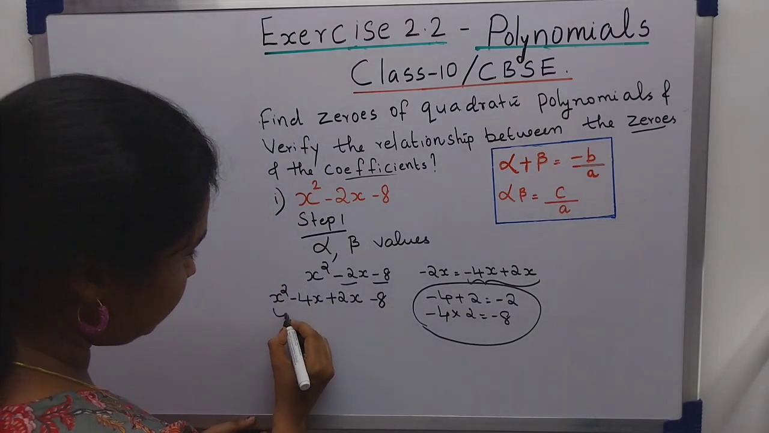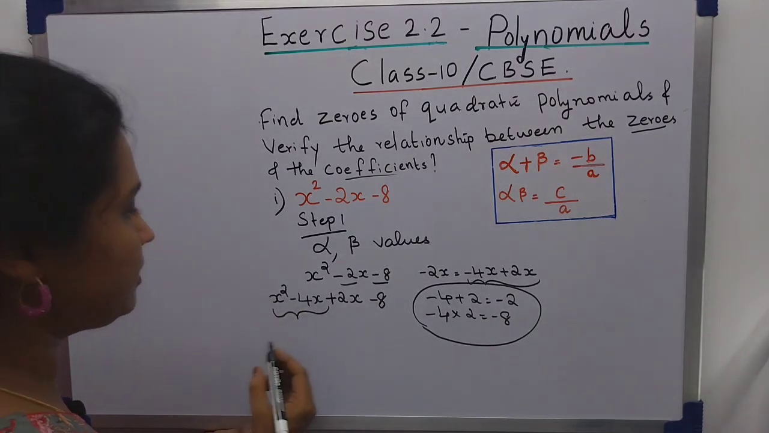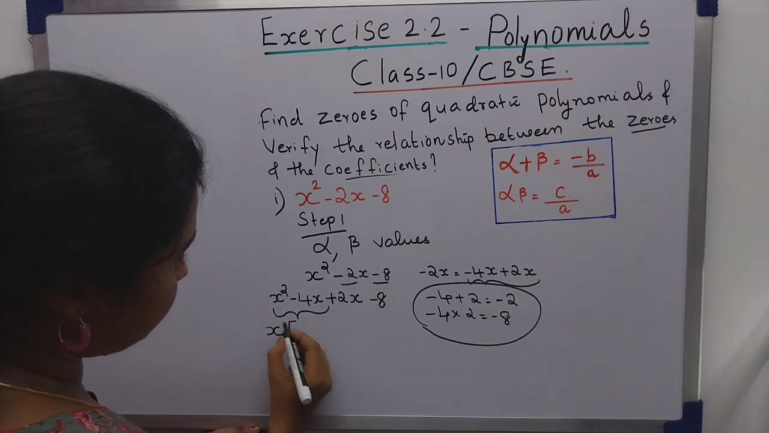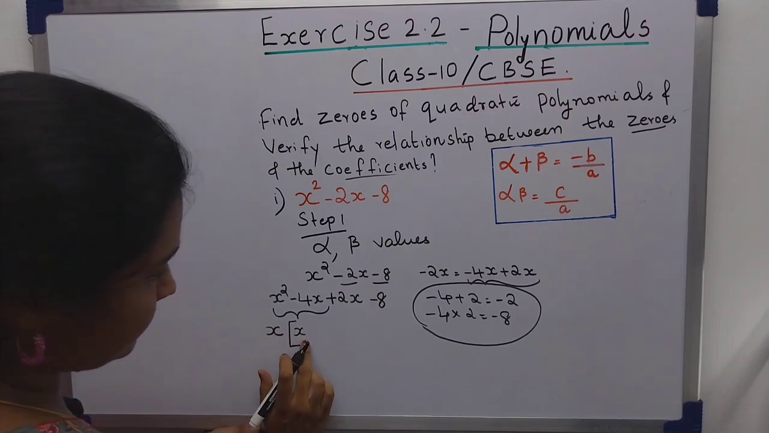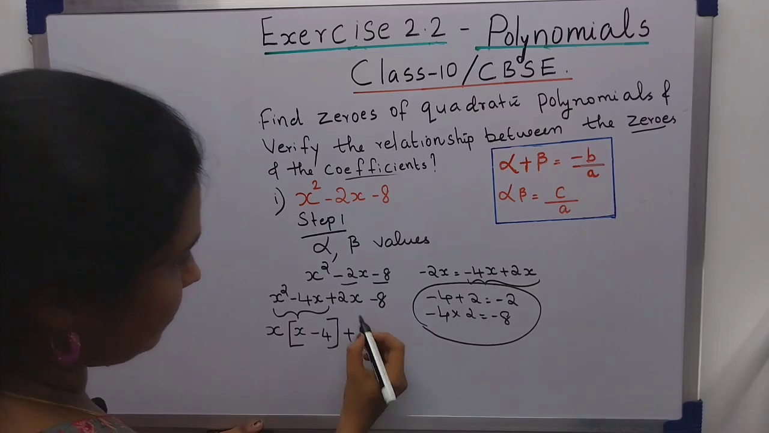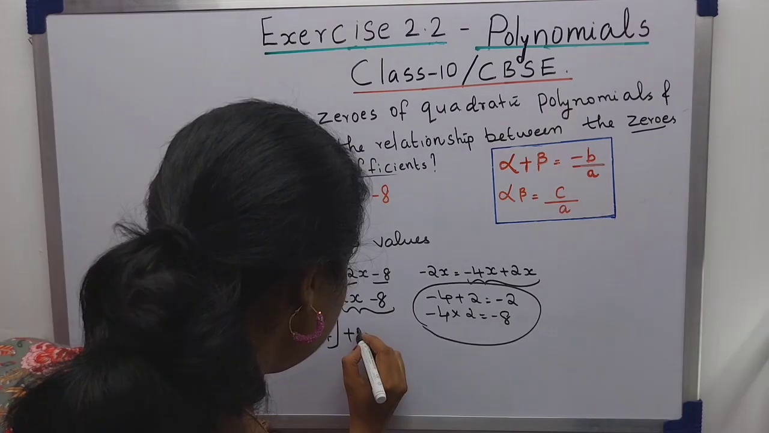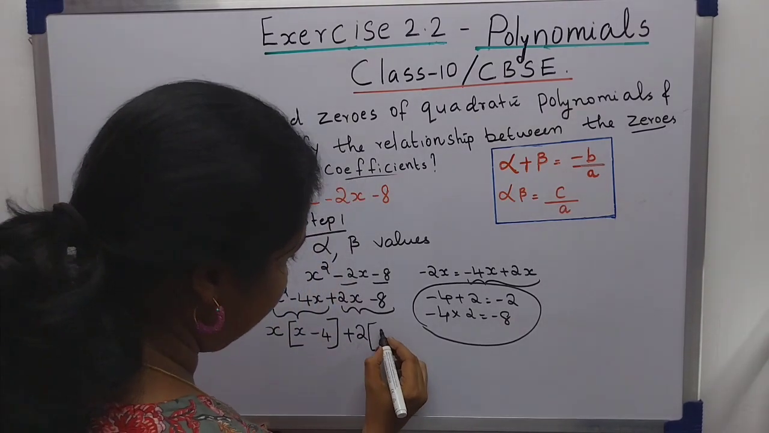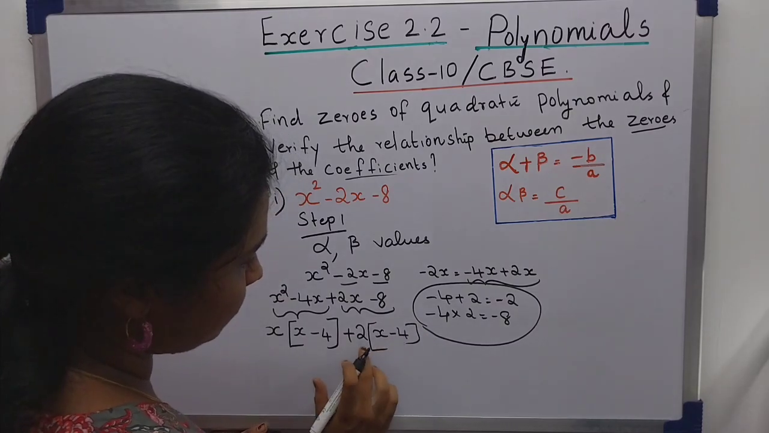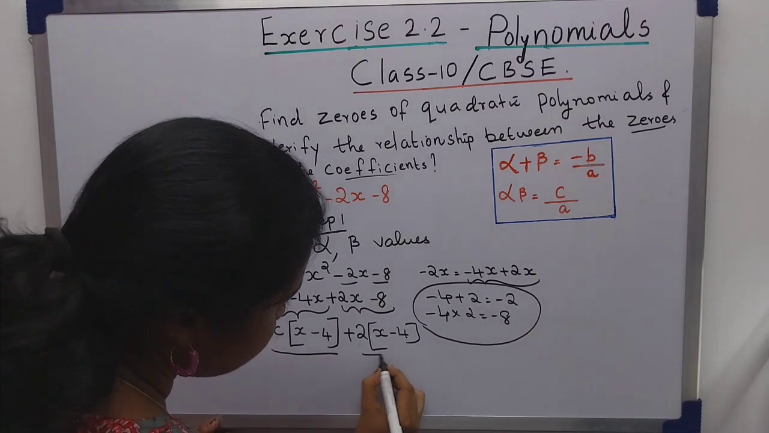Then take these two terms. What is the highest common factor of these two terms? x is the highest common factor. So what is the remaining term? x. x into x is x square, minus 4, plus, I take these two terms. What is the highest common factor of these two terms? 2 is the common factor. So the remaining term is x minus 4, because minus 4 into 2 is minus 8.